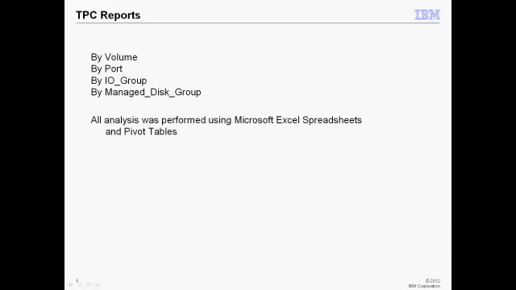The analysis in this presentation was performed on the following 4 TPC reports: by volume, by port, by I/O group, and by managed disk group. Additionally, the analysis was performed using Microsoft Excel spreadsheets and pivot tables.